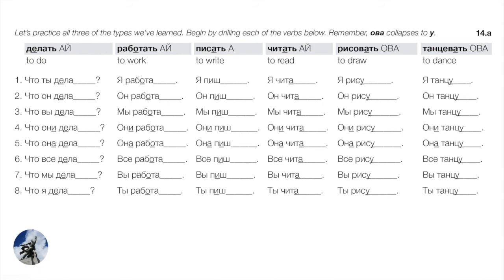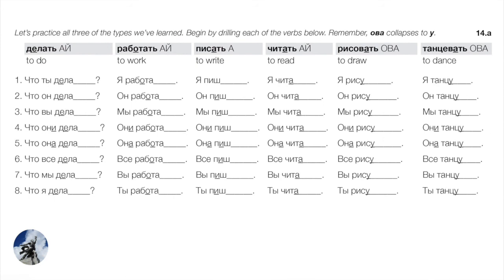Okay, let's look at one more ova verb, танцевать. Now remember, we see here eva instead of ova. That's just the spelling issue, the five-letter spelling rule. Okay, я танцую, I'm dancing, he's dancing, он танцует, мы танцуем, они танцуют, она танцует, все танцуют, вы танцуете, ты танцуешь.